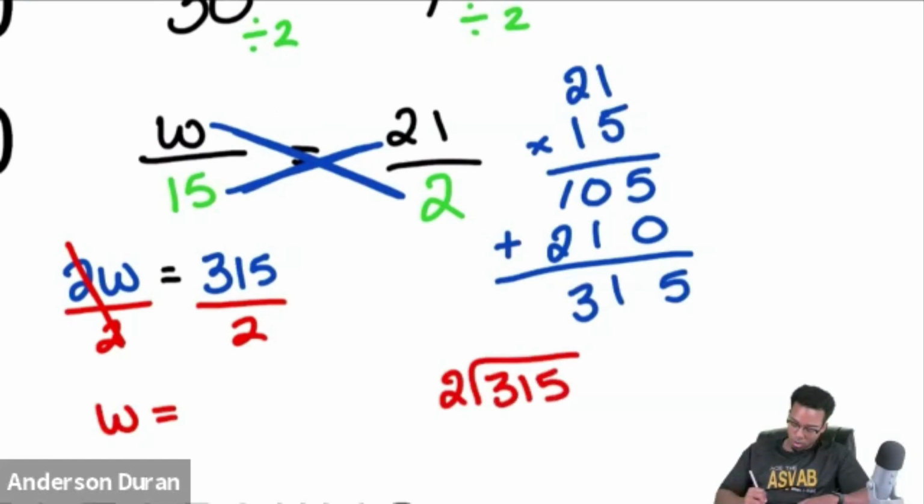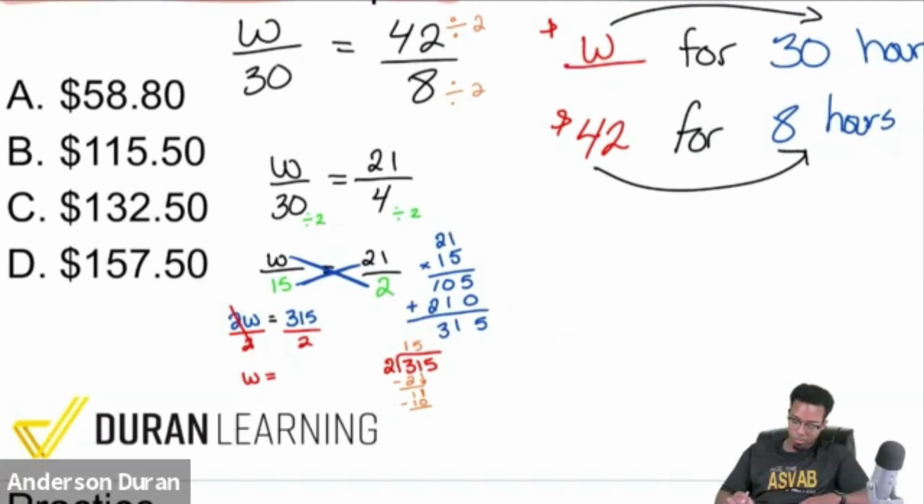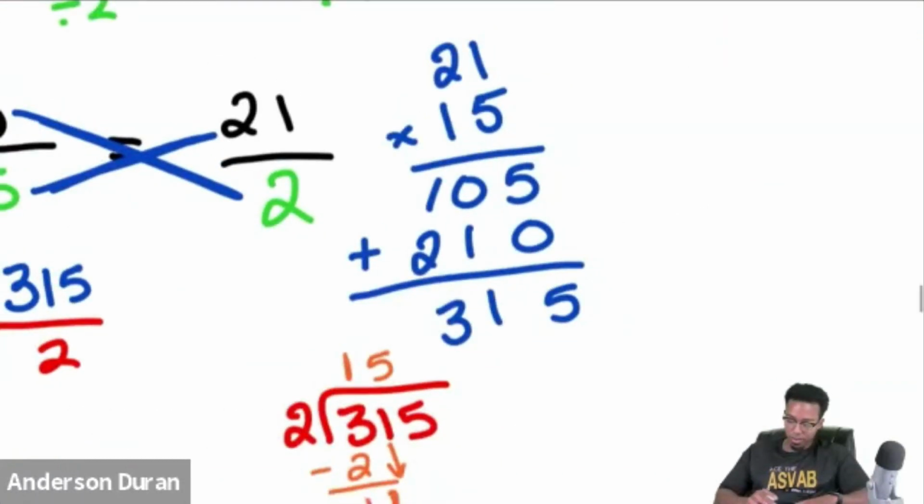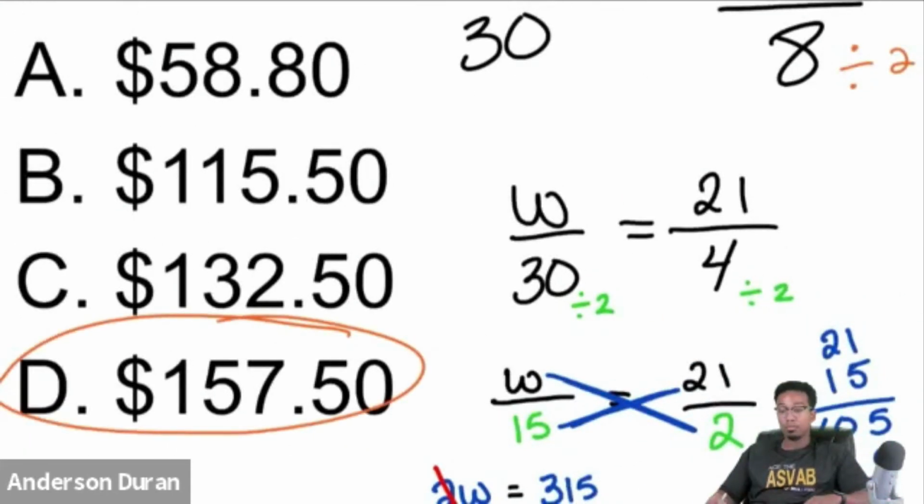All right, so let's go ahead and do it. No problem. 2 goes into 3 one time. Everybody, 2 goes into 11 how many times? That's right, 5 times. So minus 10. Do we even need to finish this? Nope. We don't. Because look at this. This starts with 1, 5. Which answer starts with 1, 5? Done.